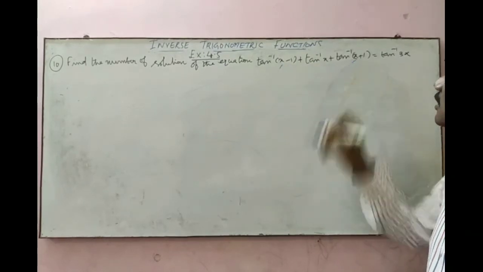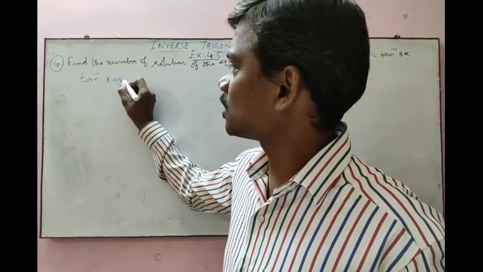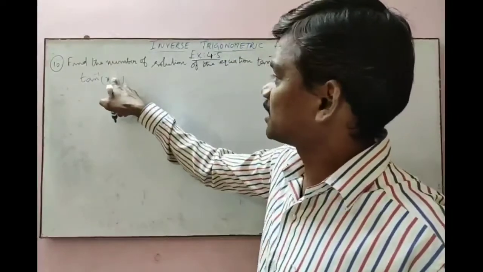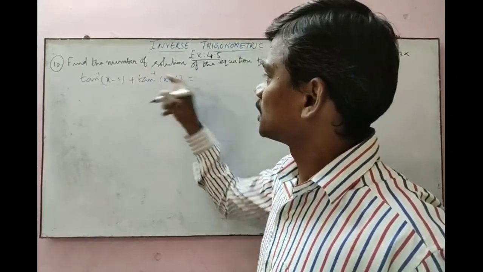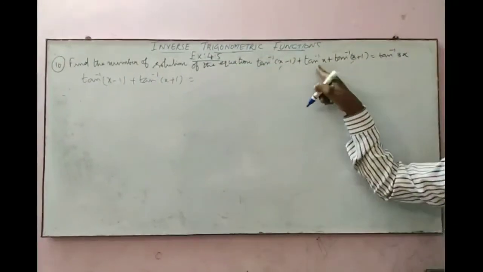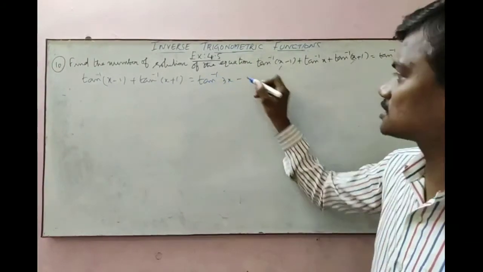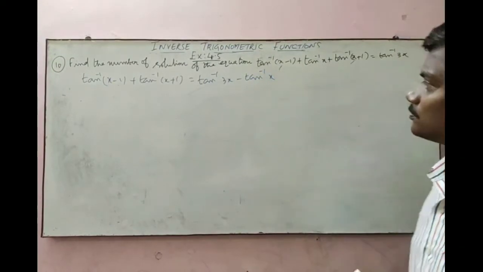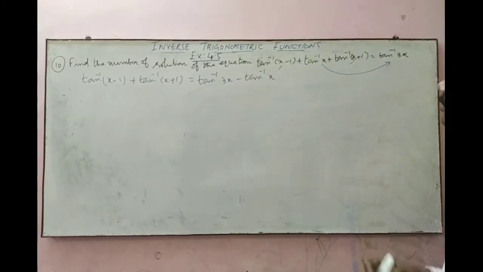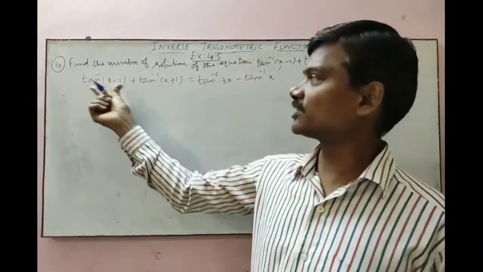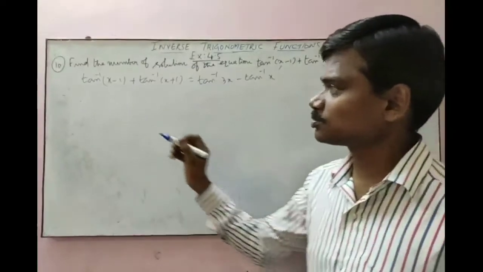I am going to take the first and third term and write it on the left hand side: tan inverse of x minus 1 plus tan inverse of x plus 1. I am going to take this second term to the right side, and change it as tan inverse of 3x minus tan inverse of x. Now this is in the form of tan inverse of x plus tan inverse of y, and here tan inverse of x minus tan inverse of y. Use both the formulas here.